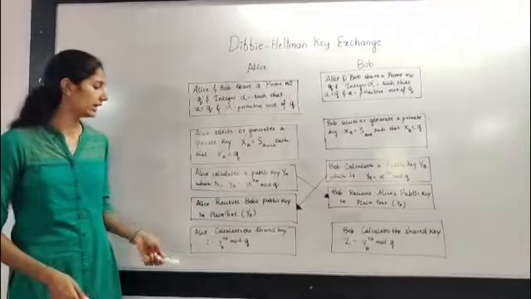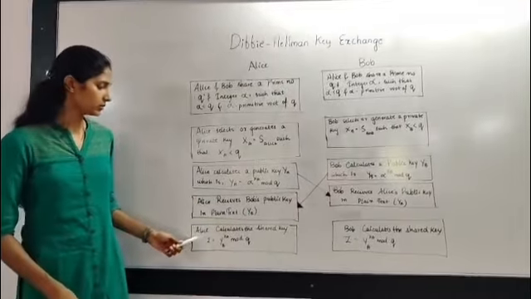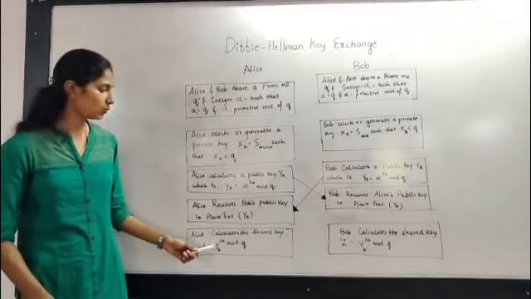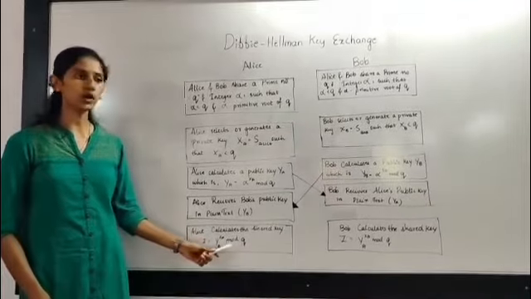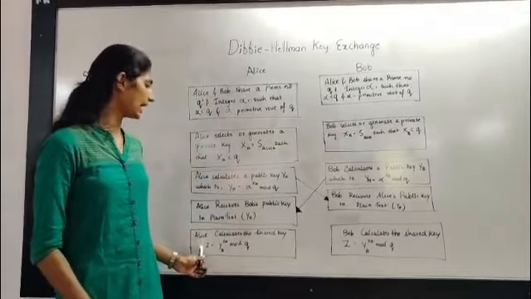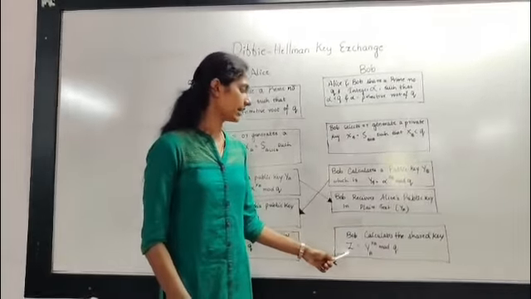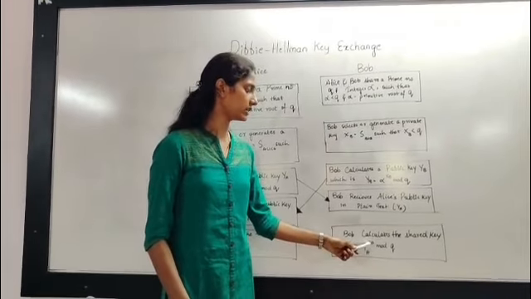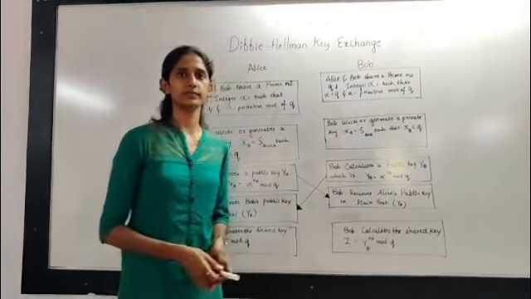Then Alice calculates the shared key using Z is equal to YB raised to XA mod q, and Bob calculates the shared key using Alice's public key, Z is equal to YA raised to XB mod q.